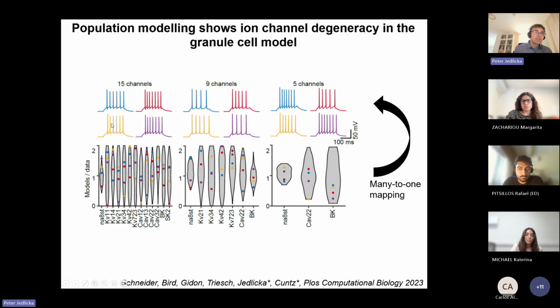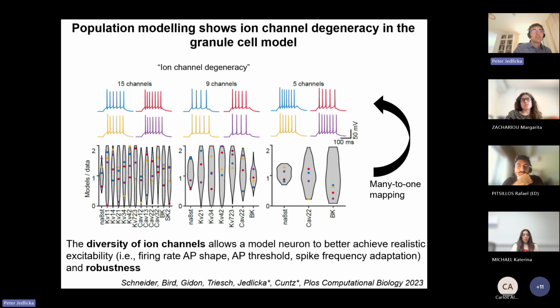So we observed this in our granular cell model, and even for the 9-channel and 5-channel models, we were able to generate very similar somatic firing, right? So you could ask, okay, if you can achieve this with 5 channels, why do real cells use more than 5 channels? Why would they do this? So yeah, this is the case of ion channel degeneracy.